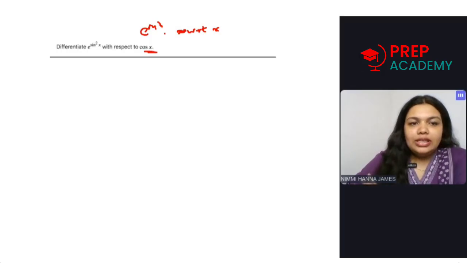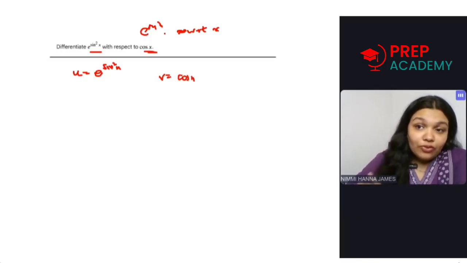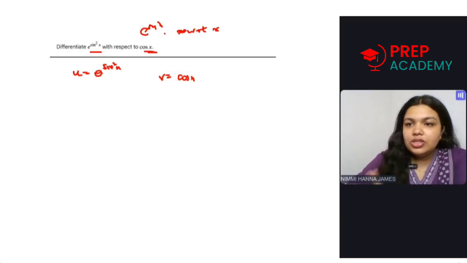Here what we have to do is see these two functions: u is equal to e raised to sine squared x and v is equal to cos x. We named them as two functions, and what we do is what we already know, that is differentiating both of them with respect to x.